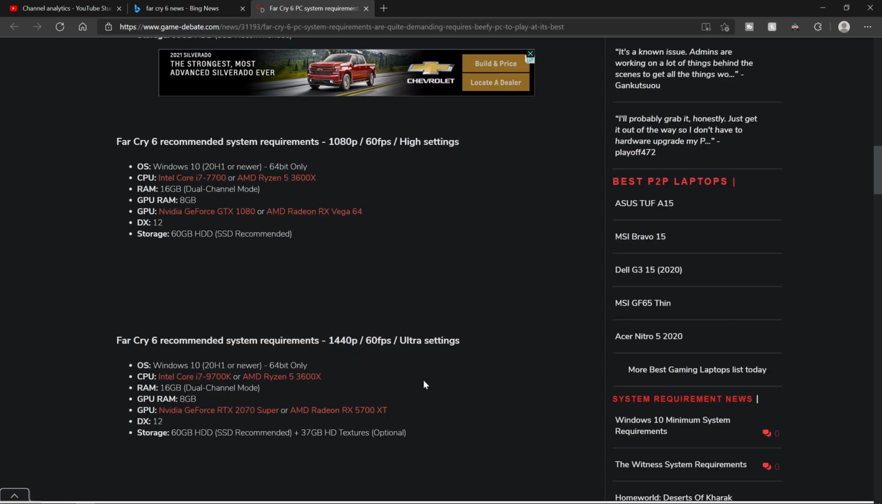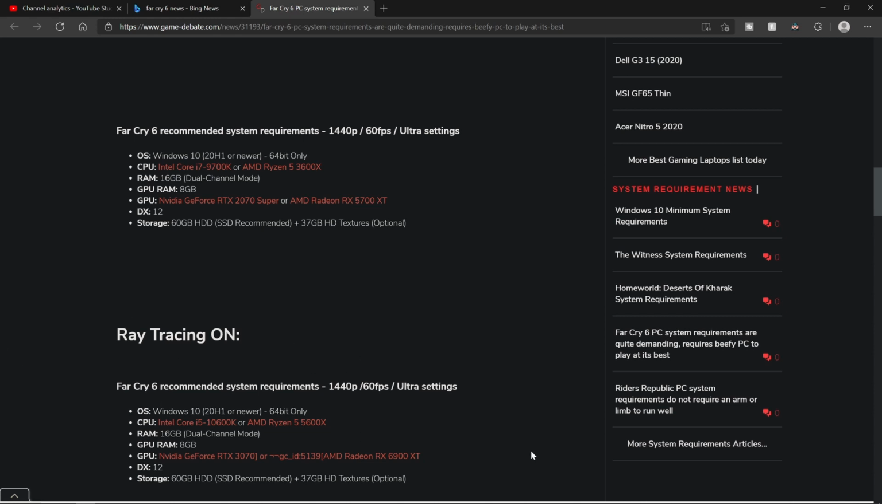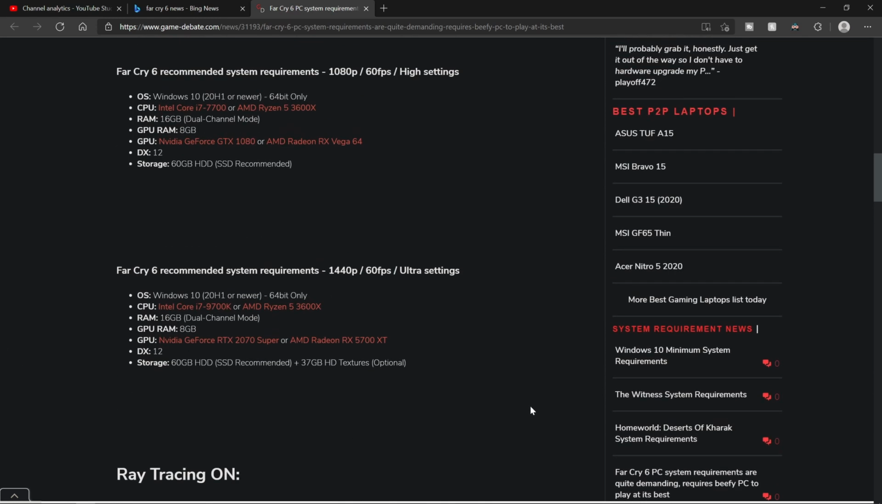So moving on to recommended system requirements for 1440p 60 frames per second at ultra settings, which I feel like is where a lot of you are going to want your settings to be, because for a lot of you, ray tracing is just not going to be a viable option if you want good frame rates.